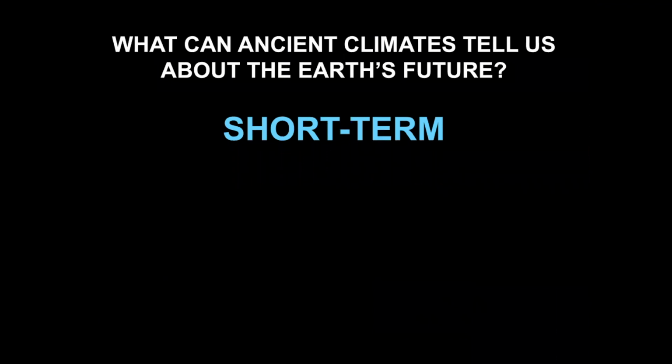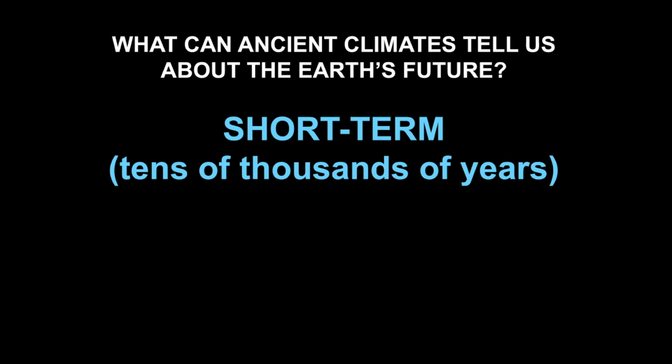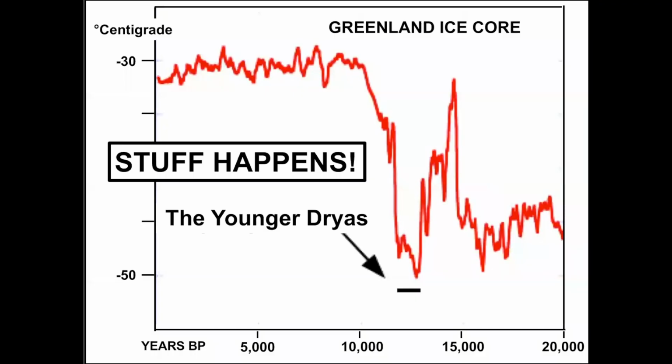Short term, there's a lot of fun stuff to think about. Over tens of thousands of years, what might our climate do? Well, one of the things is, stuff happens. With the Younger Dryas, the bottom just dropped out of the temperature for reasons we still don't quite understand. Could it happen again, whatever it was? Yeah, I presume it could. It would be pretty devastating.